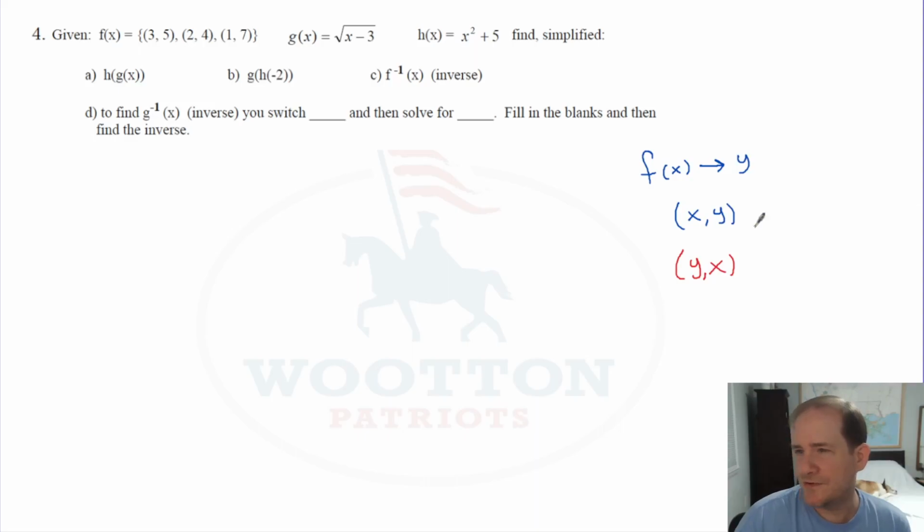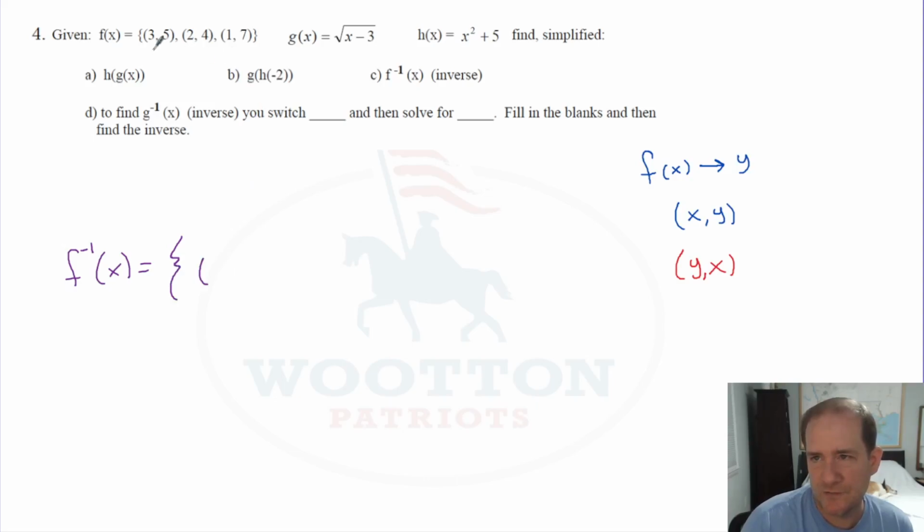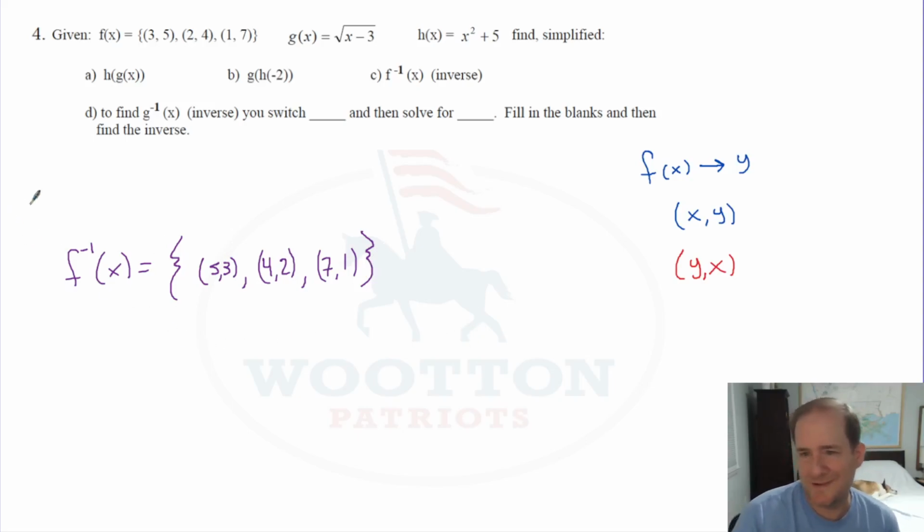And since our function is defined solely as ordered pairs, it's pretty obvious that the inverse of f is just going to be the set where all three of these ordered pairs reverse. Instead of 3, 5, it's 5, 3. And instead of 2, 4, it's 4, 2. And instead of 1, 7, it's 7, 1. So that's it. That's it for C.